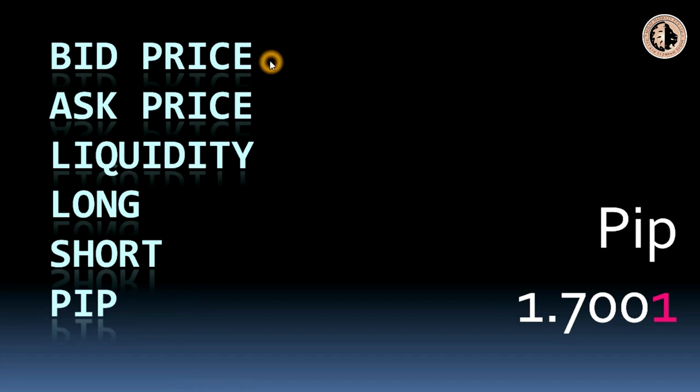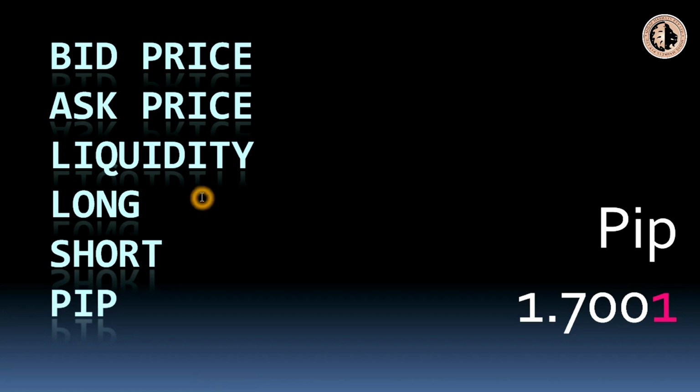So let's start with the bid price. The bid price is the price you can sell a currency pair to a dealer. The ask price is the price that you can buy the currency pair from a dealer. Then liquidity. The liquidity is the ability or the ease of buying an instrument. And in this case, we're talking about Forex or FX.